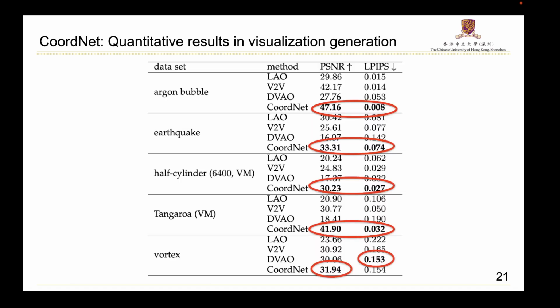Here are some quantitative comparisons in terms of the PSNR and LPIPS. Again, our approach produces high values for PSNR and low values for LPIPS for most cases.